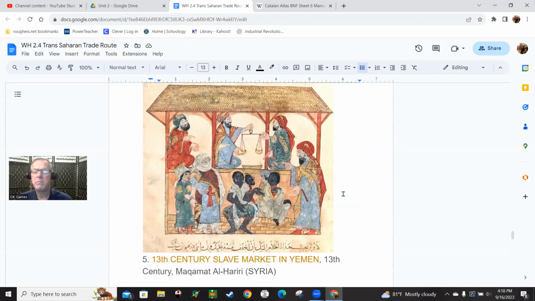Slave trade was a big part of this trade route, and they were shifting from various parts of Africa as different tribes were defeated by other tribes, and the slave trade was very much a part of this, mostly at this time. We're not talking about African slavery going to the Americas. This is the period where slaves are being sold up and down in sub-Saharan Africa and into the Middle East.